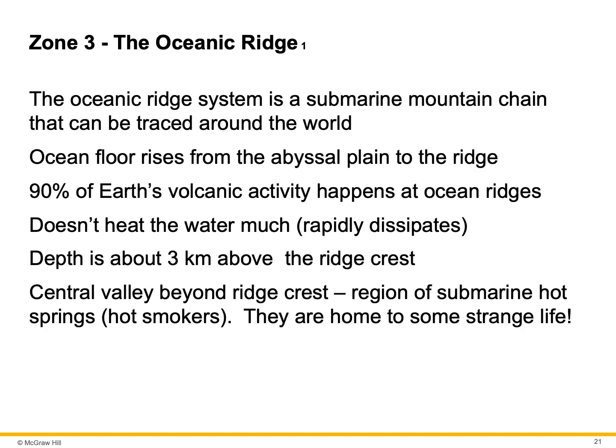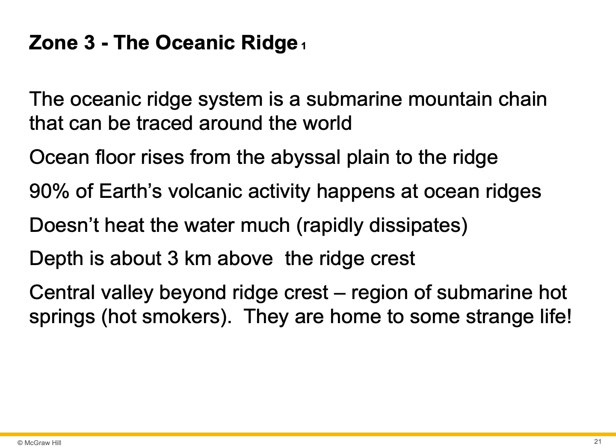Zone 3, the oceanic ridge. The oceanic ridge system is a submarine mountain chain that can be traced around the world. Ocean floor rises from the abyssal plain to the ridge. 90% of Earth's volcanic activity happens at ocean ridges. These don't heat the water very much because heat rapidly dissipates. The depth is about 3 kilometers above the ridge crest.